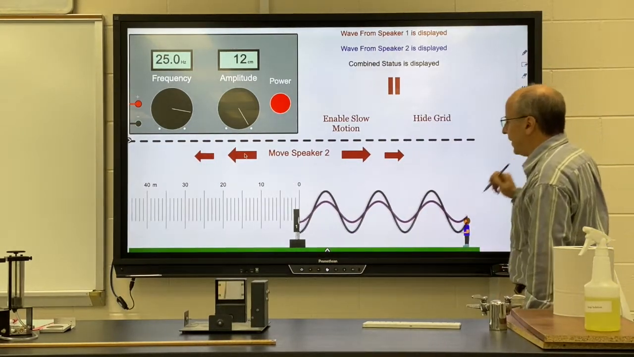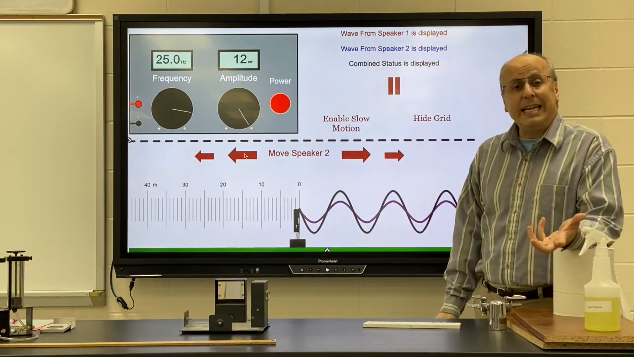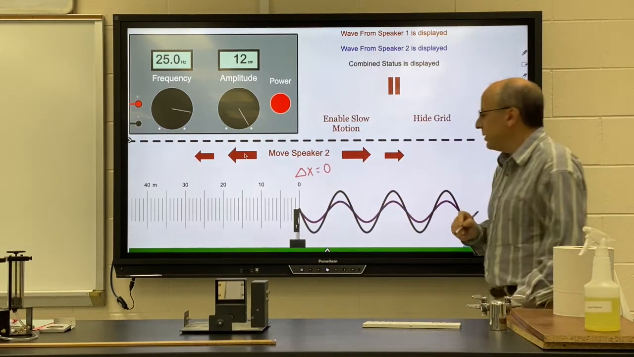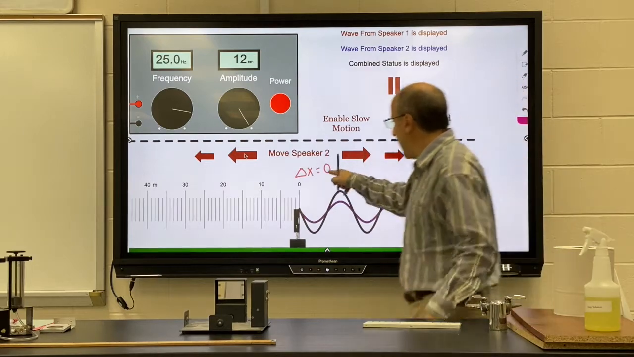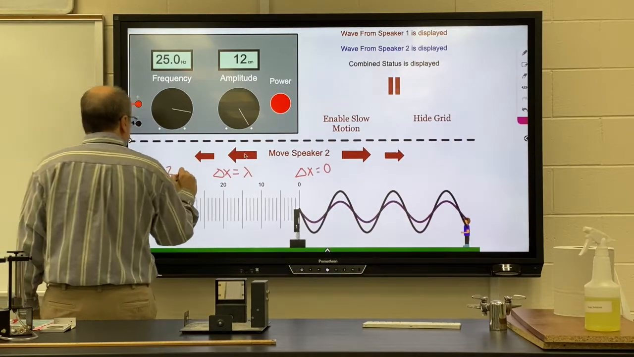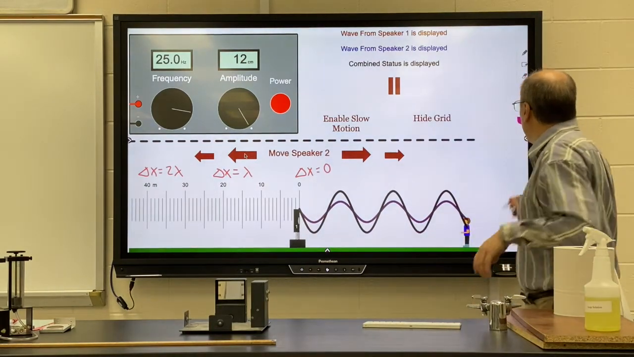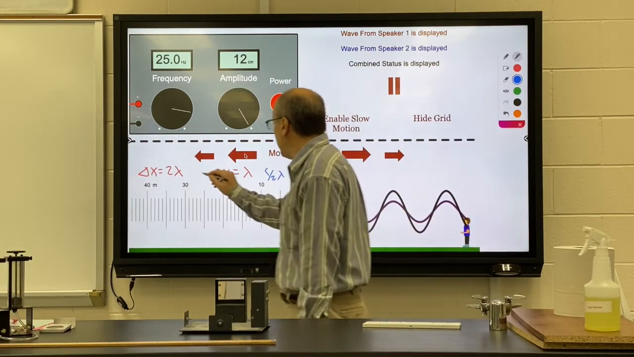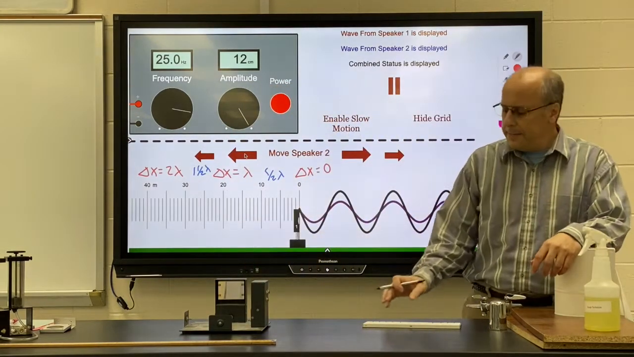We get constructive interference if our delta X is 0. Now the two waves are produced at the same time in the same place. They're guaranteed to be in phase, regardless of what the wavelength is. So delta X equaling 0, that's always constructive. So as a summary, constructive happens at 0, it happens at 1 wavelength, it happens at 2 wavelengths, and it happens at all integer number of wavelengths. Okay, destructive happens at half a wavelength, 1.5 wavelengths, 2.5 wavelengths, and so on. Okay?